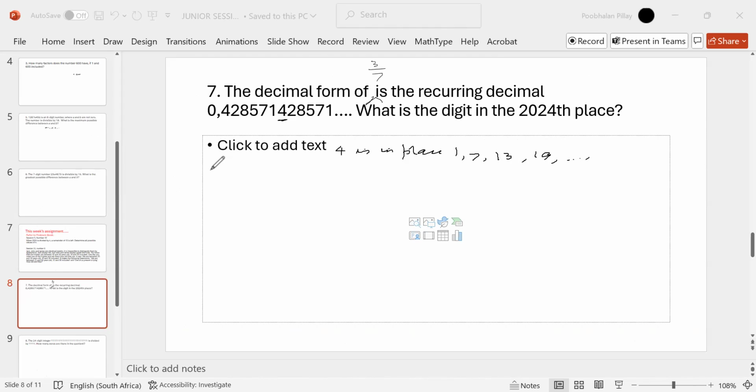But the interesting one is 1 is in the 6th place, and the 12th place, the 18th place, and so on. Right. Now, these are all multiples of 6. So whenever you're looking at a number in this decimal expansion whose position is a multiple of 6, then the number at that position is 1. That's very useful.